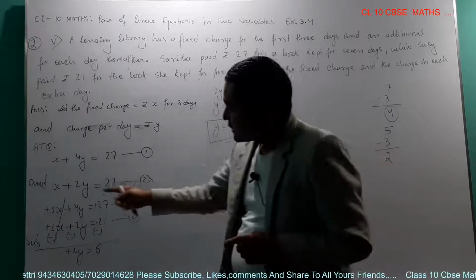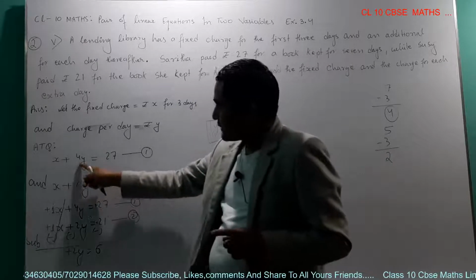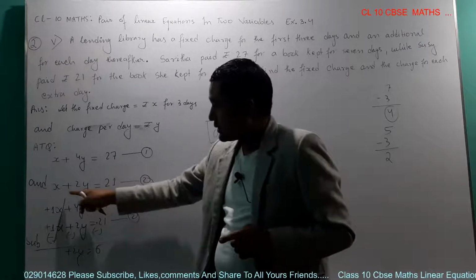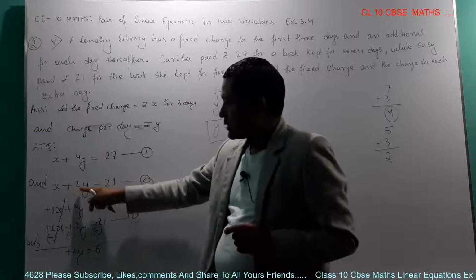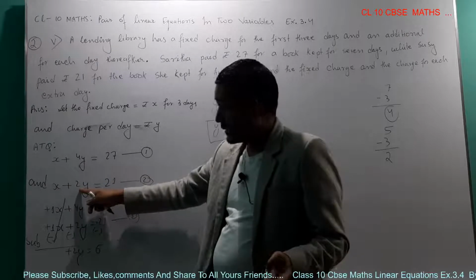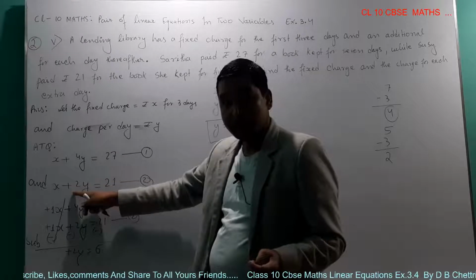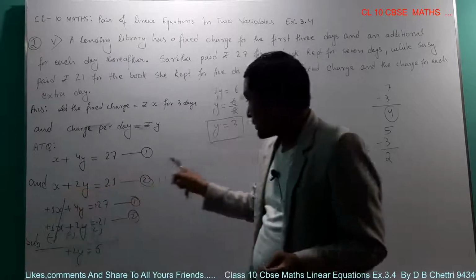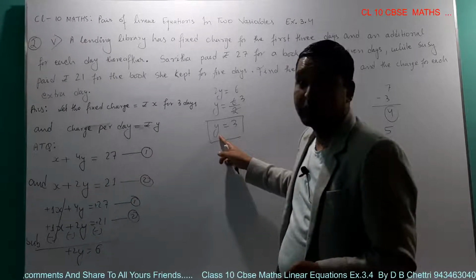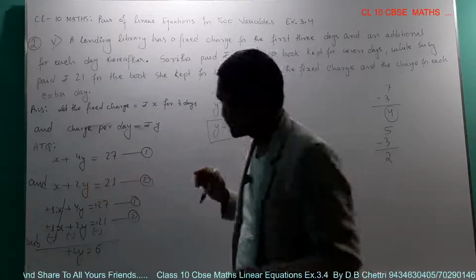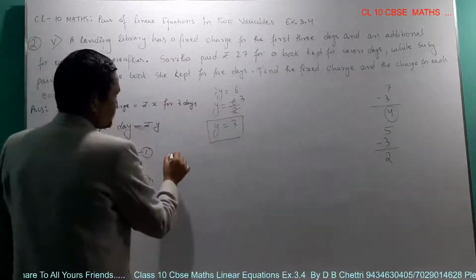That means equation 1 is there and equation 2 is there. Then which one is easy to solve? According to me, equation 2 is simpler than equation 1. That's why I am going to use equation 2. We are going to take this value of y in equation 2 to get the value of x. Okay, now let me write.